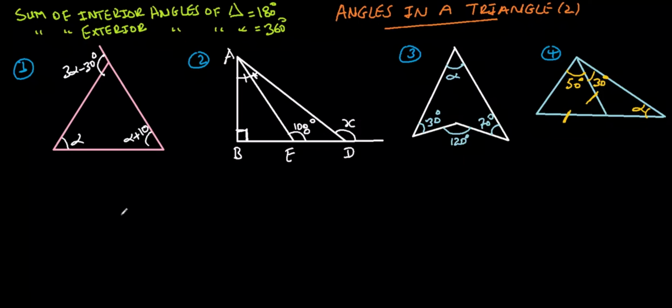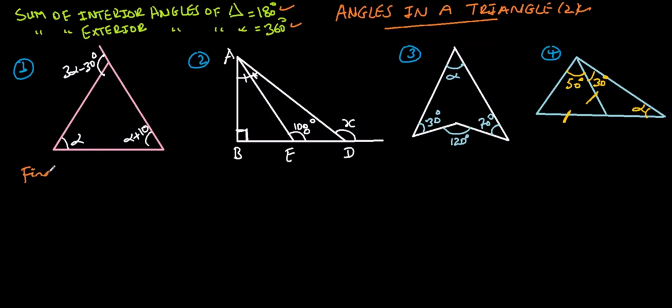Welcome to the second tutorial on angles in a triangle. So there are four examples here. Here also you have to remember the first thing: the sum of interior angles of a triangle is 180 degrees, and the sum of exterior angles of a triangle is 360 degrees. Based on this, let us see the first example.